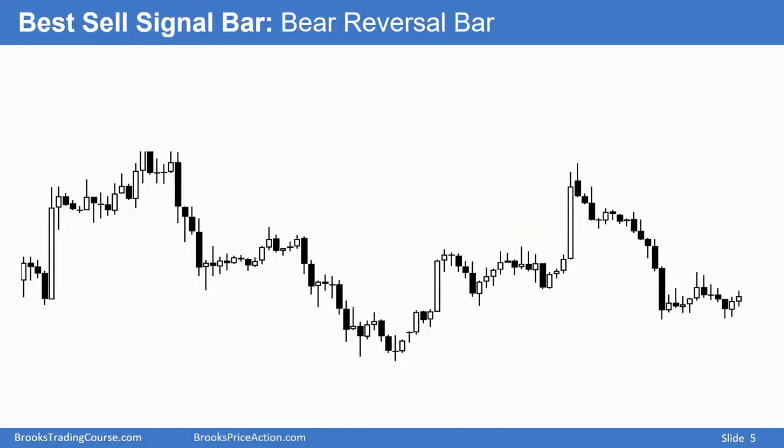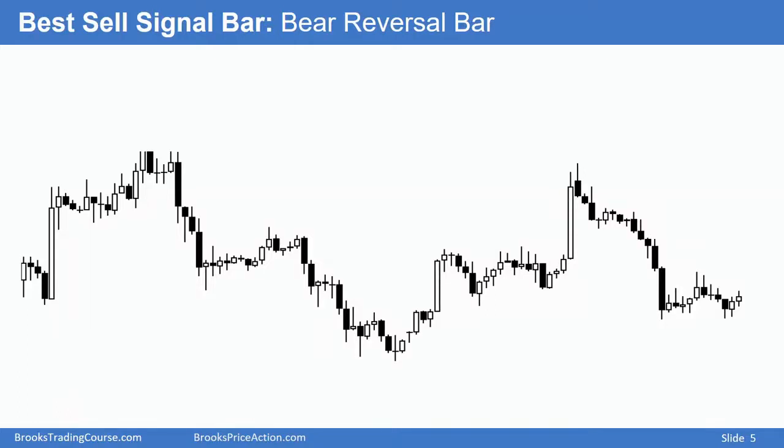The best sell signal bar? Well, it's a bear reversal bar. Here, we have a bear trend. Now we have a bull trend, but we have a buy climax and a double top, slightly lower high. Two legs up in a trading range. We have two legs up, one pullback, two legs down, one pullback, two legs up, one pullback. And after two legs in a market that looks like it's in a trading range, traders start looking for reversals.